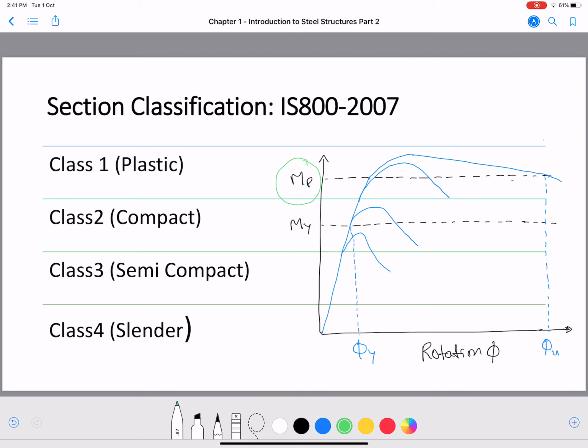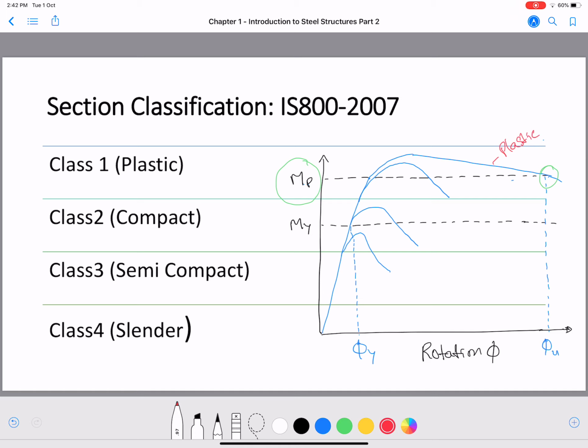Let's say, for example, if you start bending a beam, it will form a plastic hinge initially, right? If you keep bending and continue bending, the hinge will maintain a certain level of strength until a complete failure mechanism is formed. This is called a plastic section.